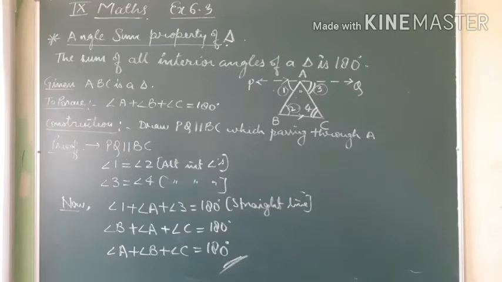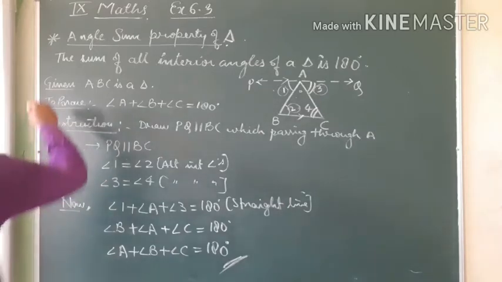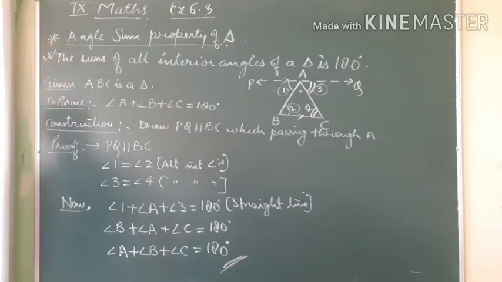This is a theorem, the angle sum property theorem, and the statement. You have to learn the statement also, because sums will ask for the statement directly, or we need to prove the angle sum property of a triangle. Okay students, now move to our other proof.